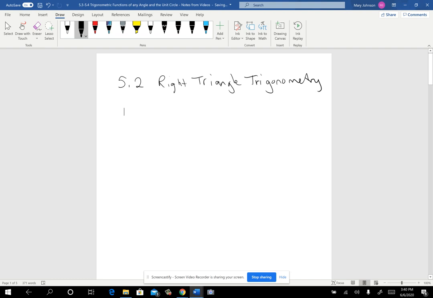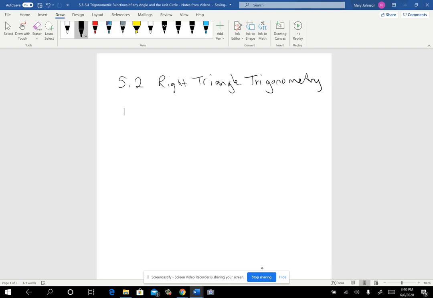All right, we're about to look at finding the value of a trig function at any angle or at any real number. But there's a couple things just real quick you need to recall from the right triangle trigonometry section.